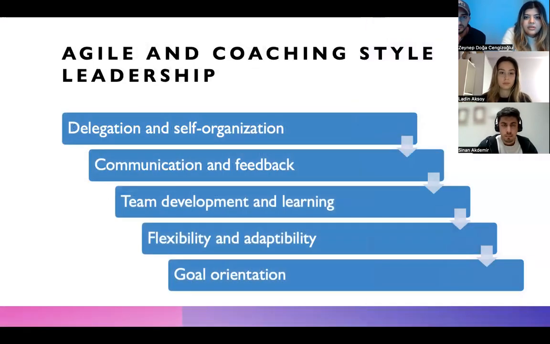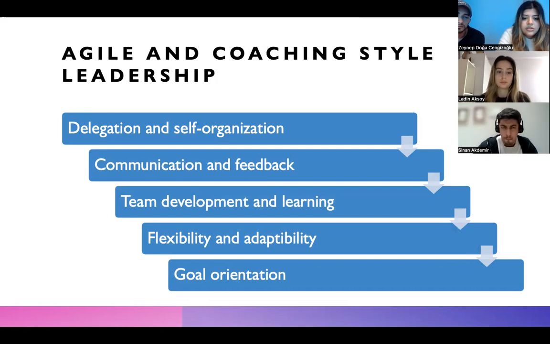Okay, now I want to talk about agile and coaching style leadership. The open behaviors of coaching style leadership have a strong connection with agile leadership. Here are some of the connections between the open behaviors of coaching leadership and agile leadership. First one is delegation and self-organization. Both leadership approaches aim to delegate authority and promote self-organization within the team.